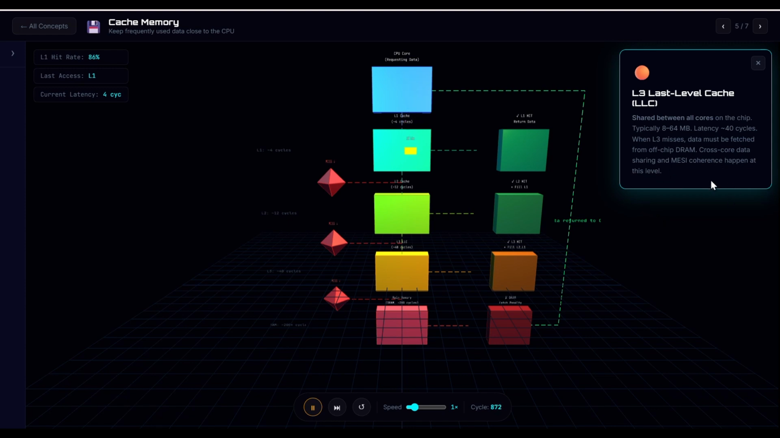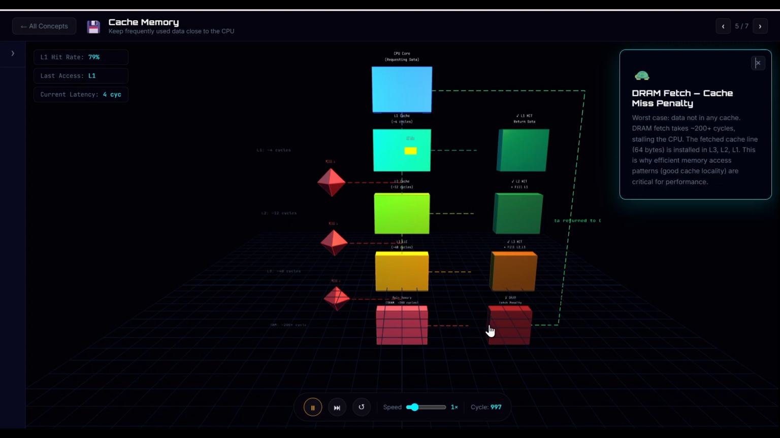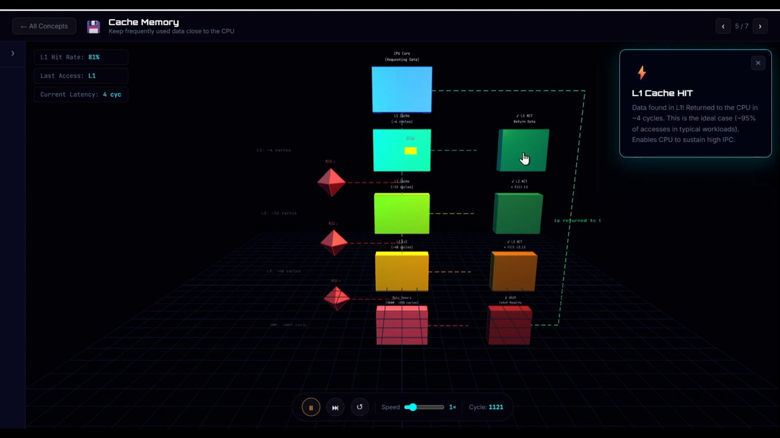So when L3 misses any data, it must be fetched from the off-chip DRAM and cross-core data sharing and coherence happen at this level. To solve these misses, we have a DRAM fetch penalty section where the data which is not found will be stored here, and it will return to the L1 directly.